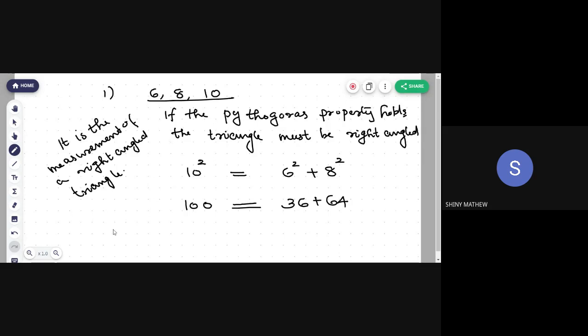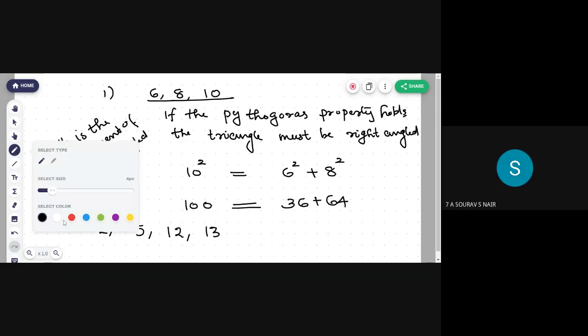Now I will give another measurement. Okay, only 2 more questions, then we can leave. So next one, if I take 5, 12 and 13. Can you check it? 5, 12 and 13. Then which will be the hypotenuse?